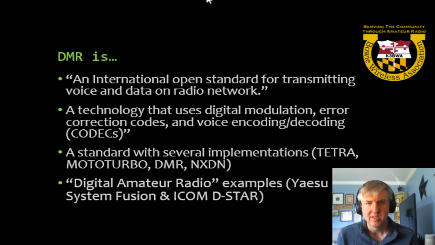Underpinning DMR are a number of technologies that I'm not going to go over a lot today, but I'll just mention in passing. The first is that DMR uses digital modulation for transmitting information. Digital is different than analog. In analog, you have a wave that has a continuous level of information that you transmit. With digital, on the other hand, you may have a limited number of bits of information. So you're not transmitting a waveform that moves in a continuous way, but you're transmitting discrete values to send the information across the RF channel.